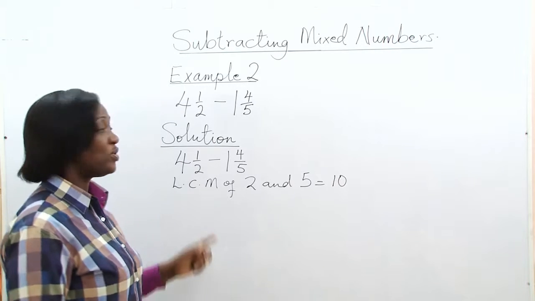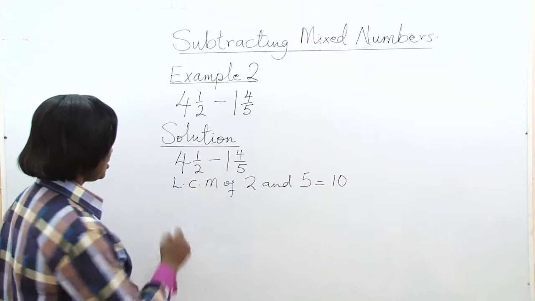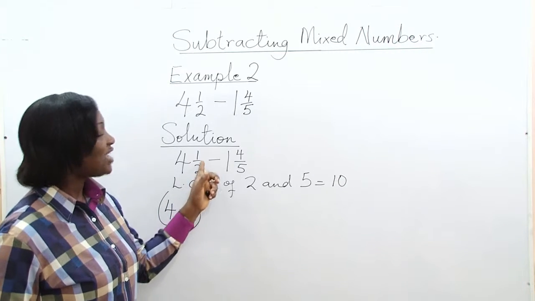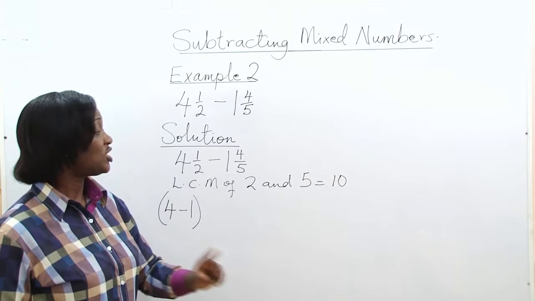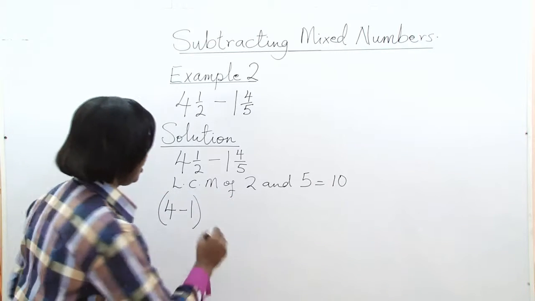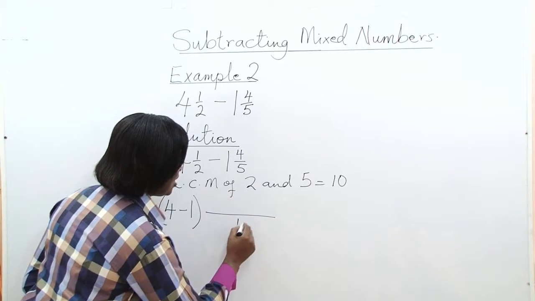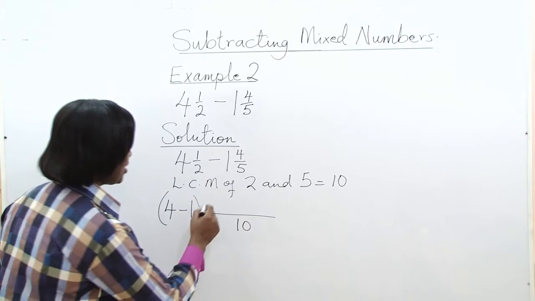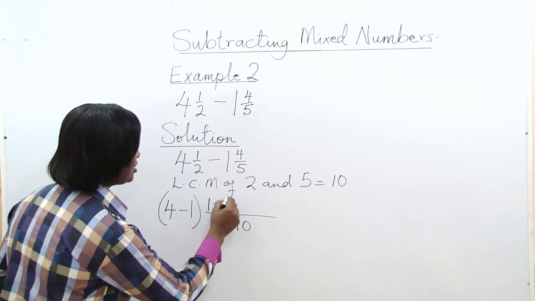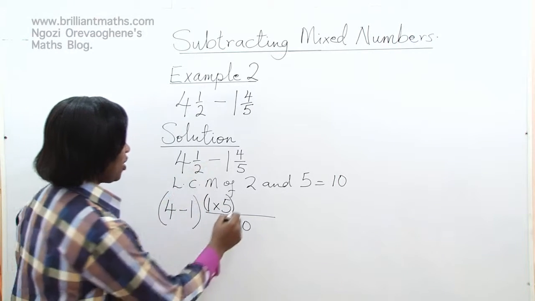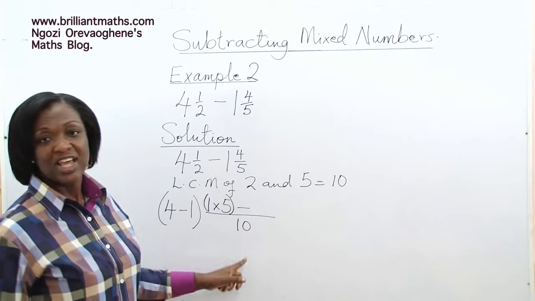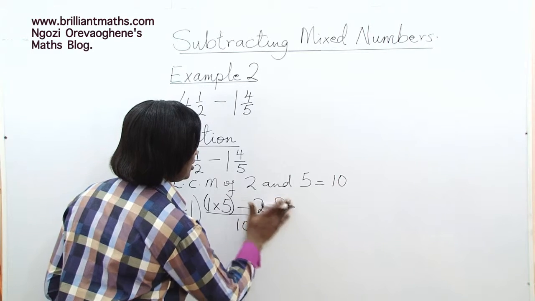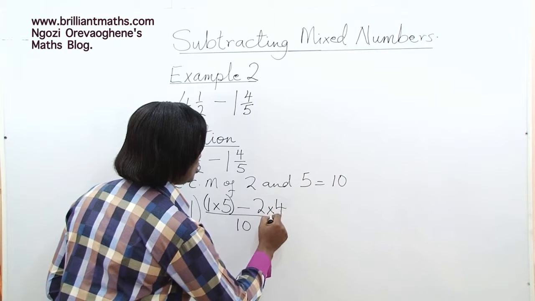So step number 2, we need to subtract the whole number part. 4 take away 1. And then we write 1/2 and 4/5 as fractions with the denominator of 10. So 10 is our denominator now. 2 into 10 is 5. 5 times 1 will give us the numerator on that side. Take away. 5 into 10 is 2. 2 times 4 is 8.